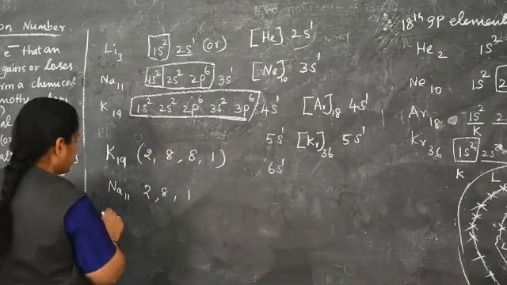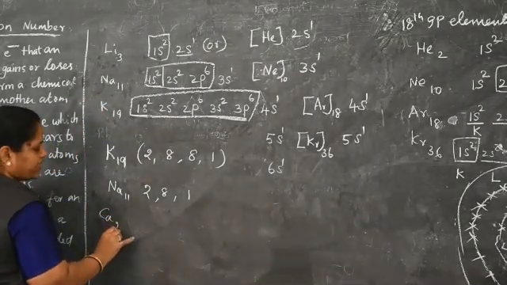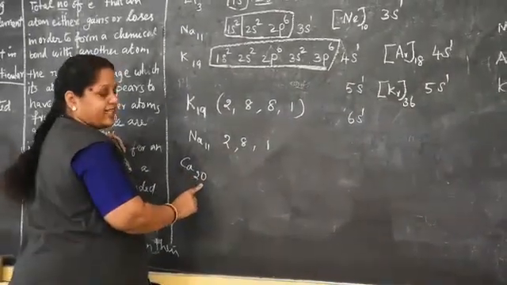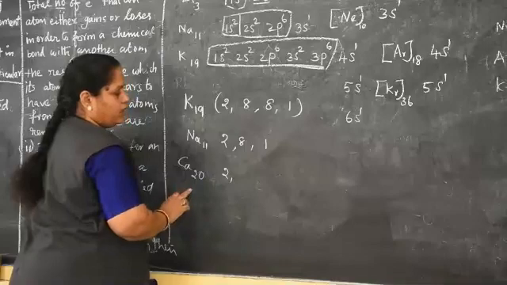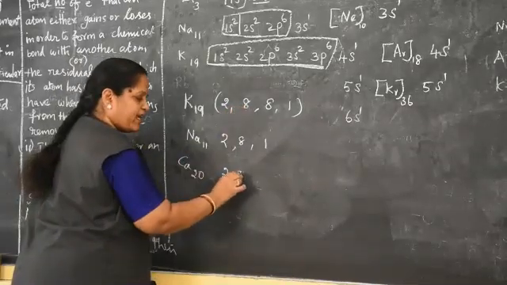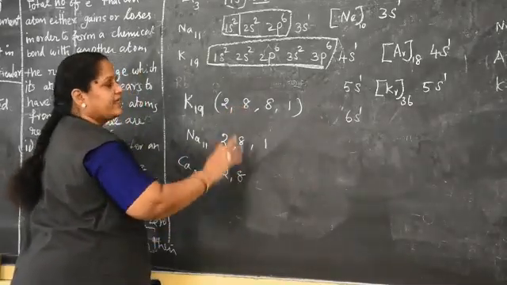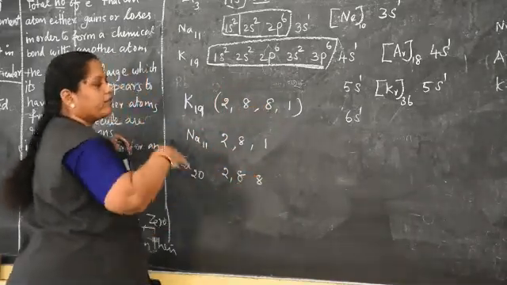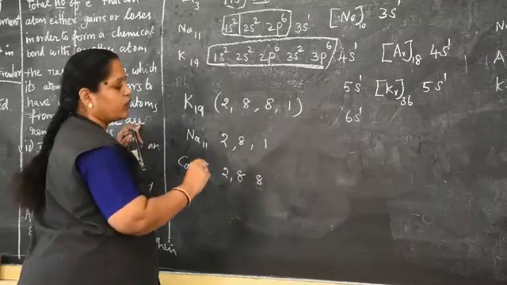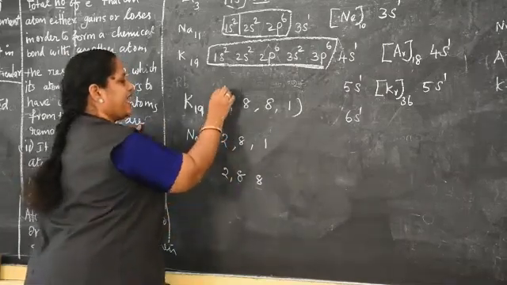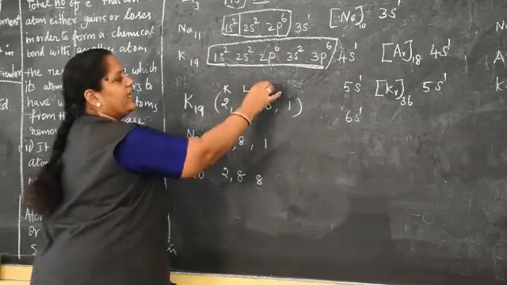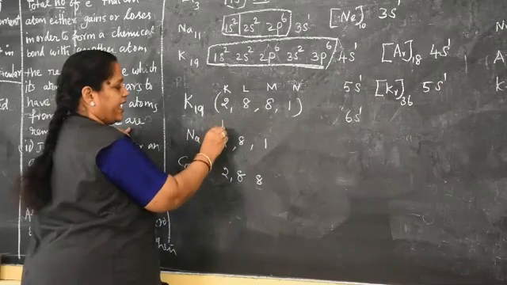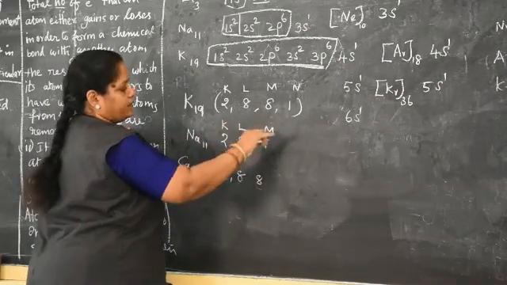Like that, consider calcium. What is its atomic number? 20. How will you represent the electrons for calcium? Simply you write 2, second cell completely filled, 8 only, third cell also maximum electrons, how many? 8. After filling that, you want to enter the fourth cell. This is K cell, this is L cell, M cell and N cell. Okay, like that K, L cell, M cell.